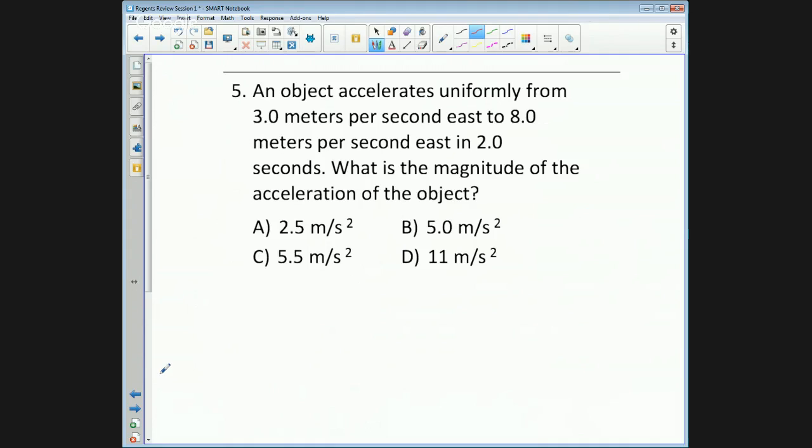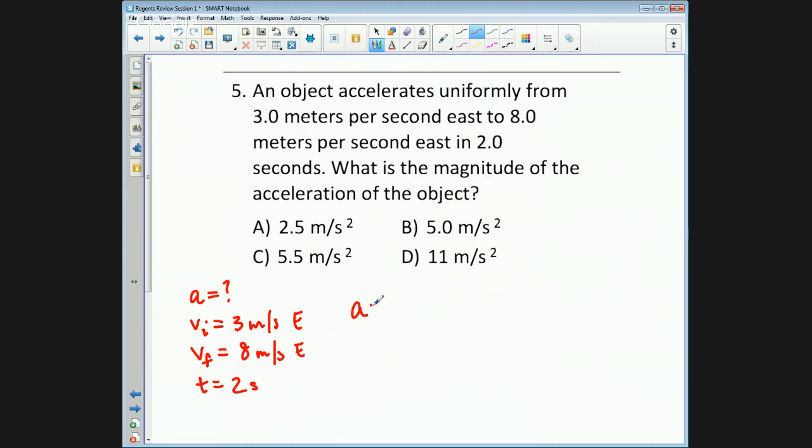Number 5 says an object accelerates uniformly from 3 meters per second east to 8 meters per second east in 2 seconds. What is the magnitude of the acceleration of the object? So it's asking for the acceleration. It gives us our initial velocity, since it has a direction, 3 meters per second east, and our final velocity is 8 meters per second east, and our time is 2 seconds.